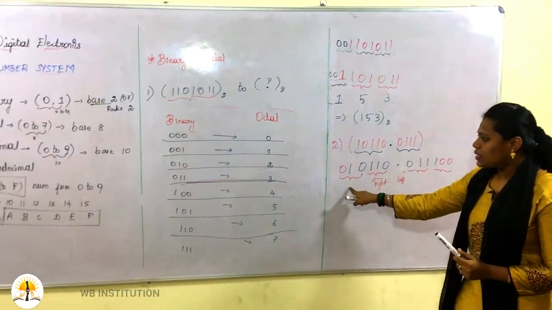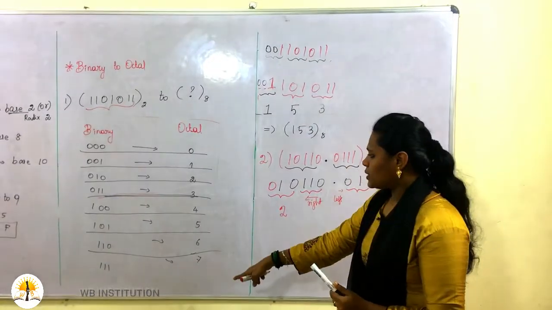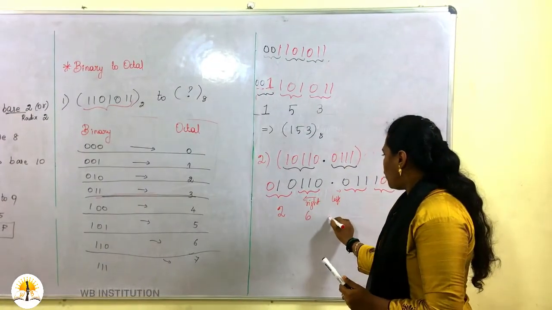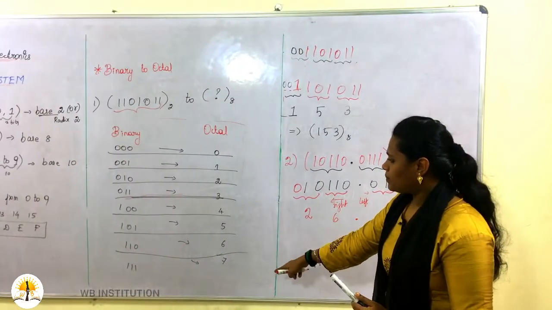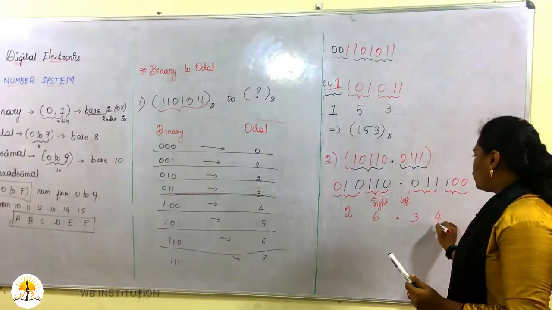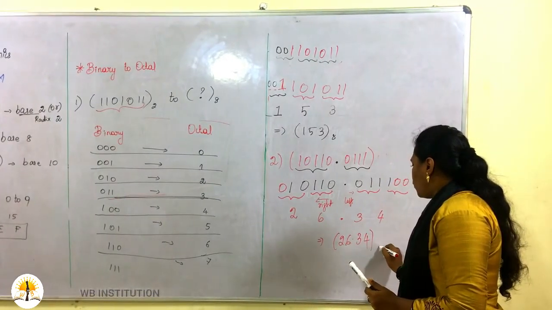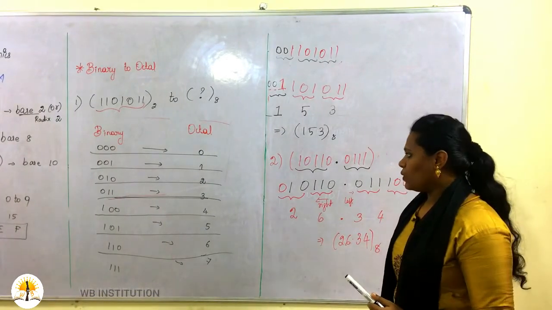So now check where 010 comes: 2. 110 is 6. 011 is 3 and 100 comes for 4. So the answer is 26.34 octal. Like this way you need to split this one.